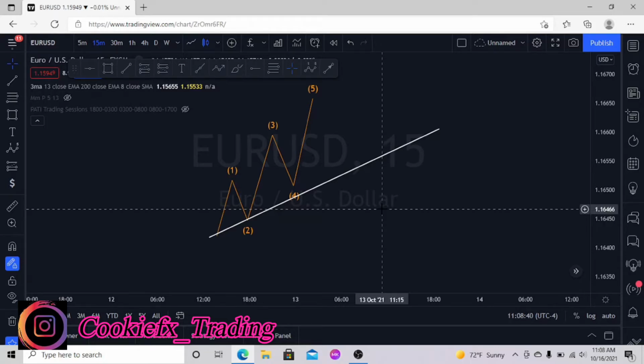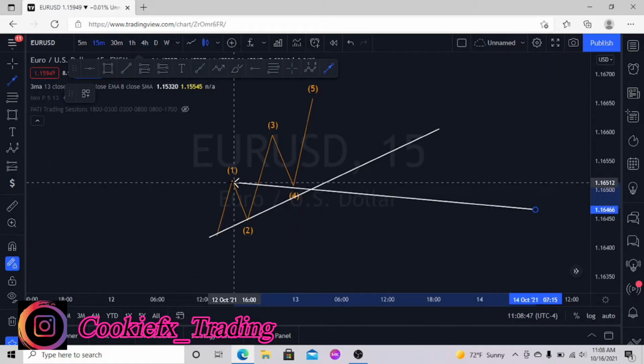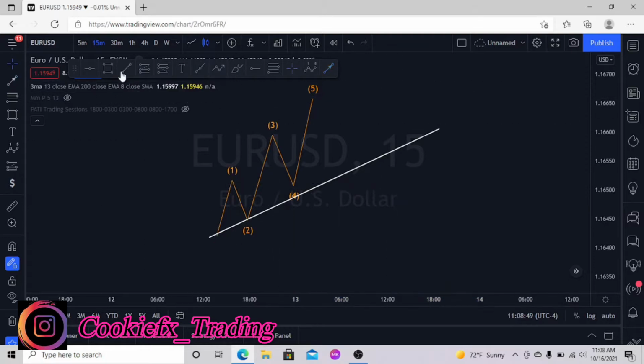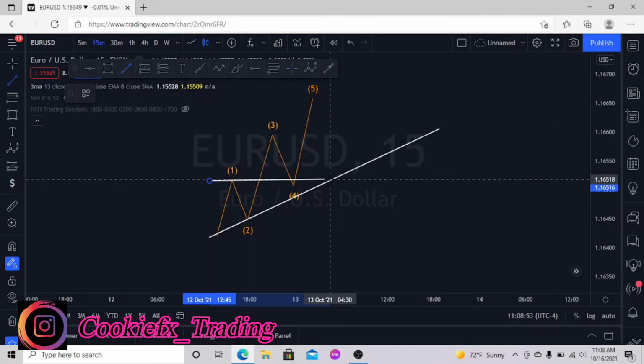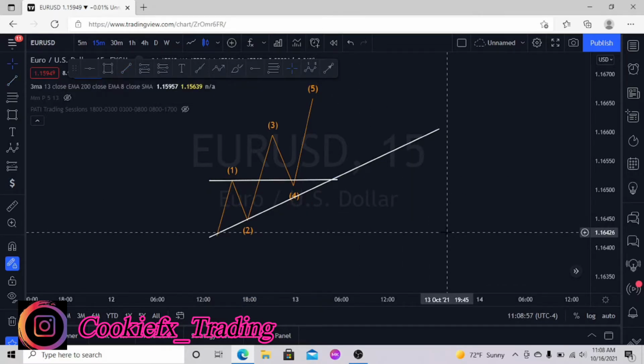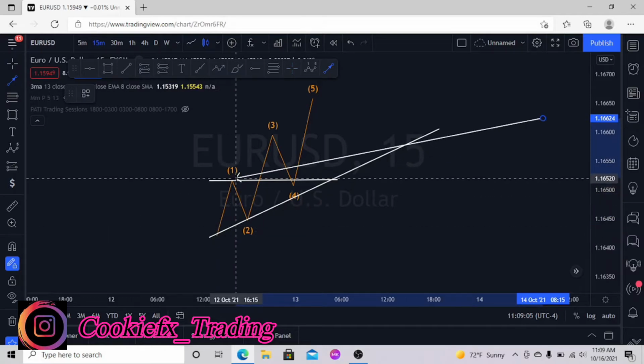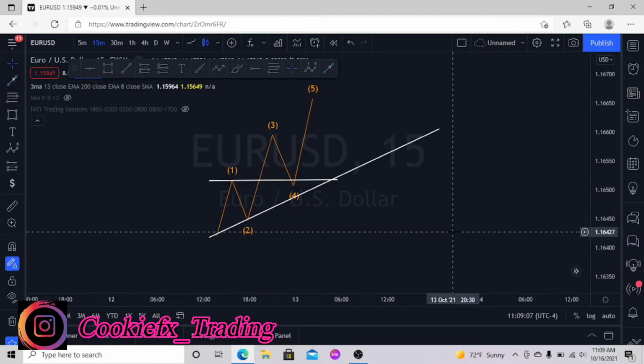From point 0 to point 1, there's no structure being broken. The leg from point 1 to point 4, like I said, is not going to be perfect. I'm not going to draw it perfectly, because the market doesn't draw it perfectly either. Also, let me say this before I get started, sorry.